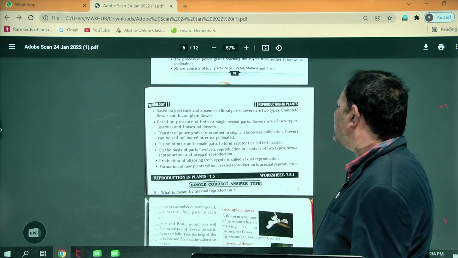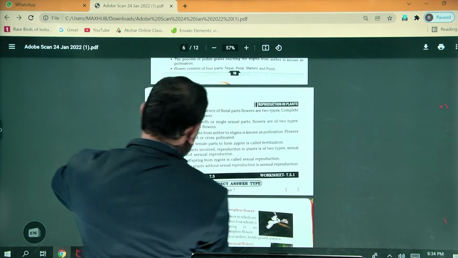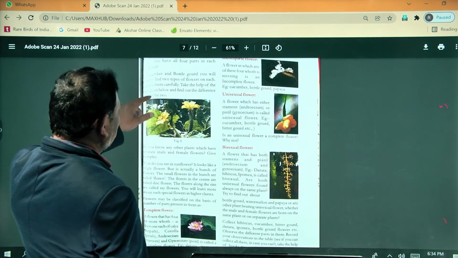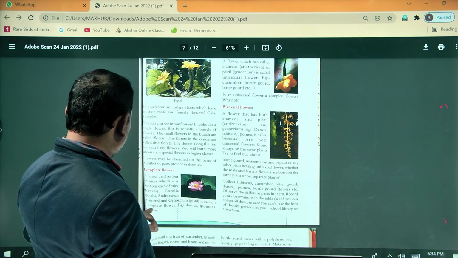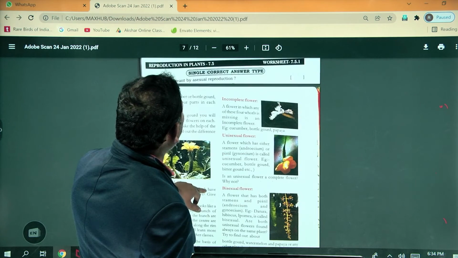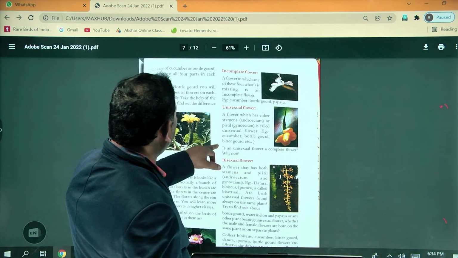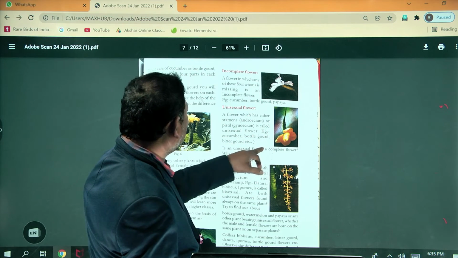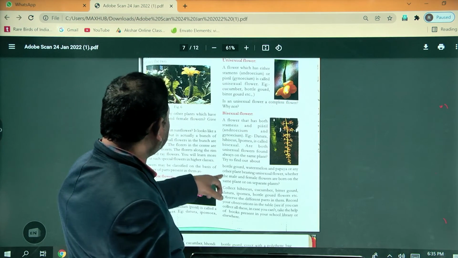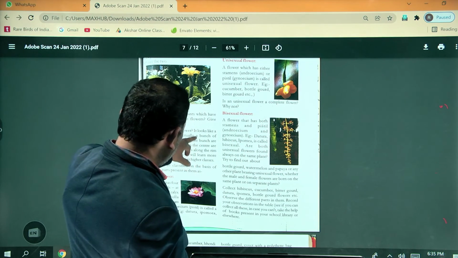Formation of new plants without sexual reproduction is called asexual reproduction. So this is the diagram. Example of complete flower: Datura, Ipomoea, hibiscus. Incomplete flower examples: cucumber, bottle gourd, papaya. Unisexual examples: cucumber, bottle gourd, bitter gourd. Bisexual examples: Datura, hibiscus, Ipomoea.